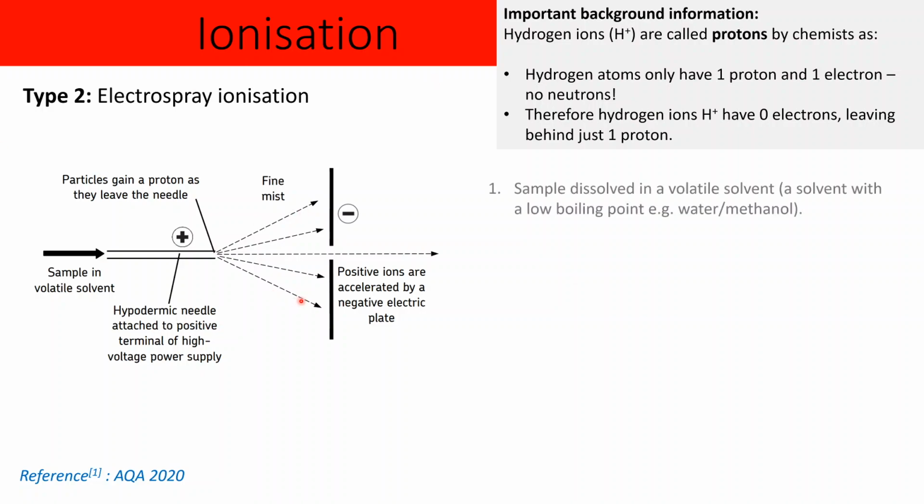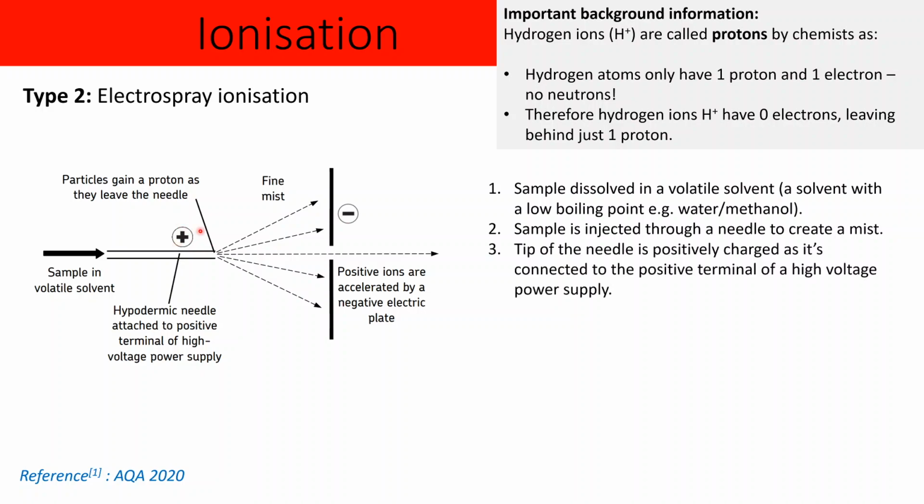How does it work? First thing you do is dissolve your sample in a volatile solvent. Solvent means low boiling point, and the solvent you use has to be a solvent that contains hydrogen. Water, methanol, great examples. Then we inject our sample through this needle, and that creates this lovely fine mist.